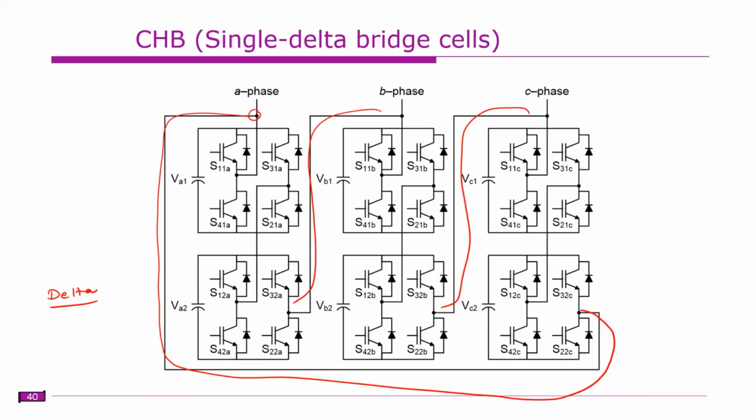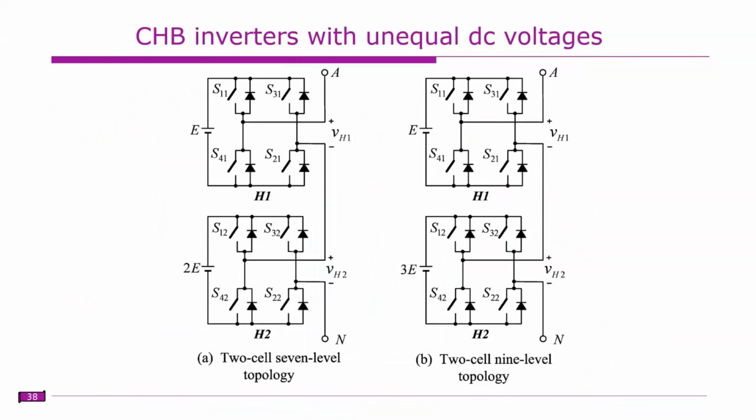This modular Cascade H bridge comes under the family of MMC, that is known as modular multi-level converters. Actually there are 4 types of modular multi-level converters, which we will discuss at a later point of our course.